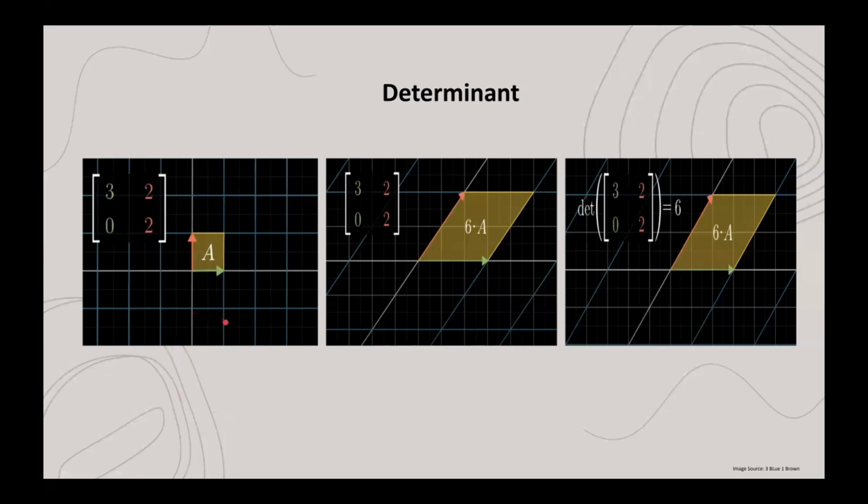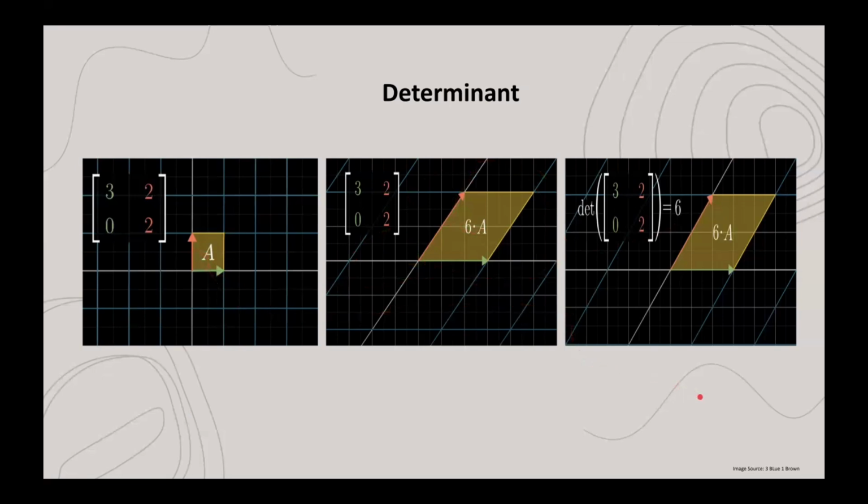As you can see, the factor by which a linear transformation changes any area is called the determinant of the transformation. So, if the determinant of matrix A is 6, then it means that the transformation scales the area to 6 times the original area.